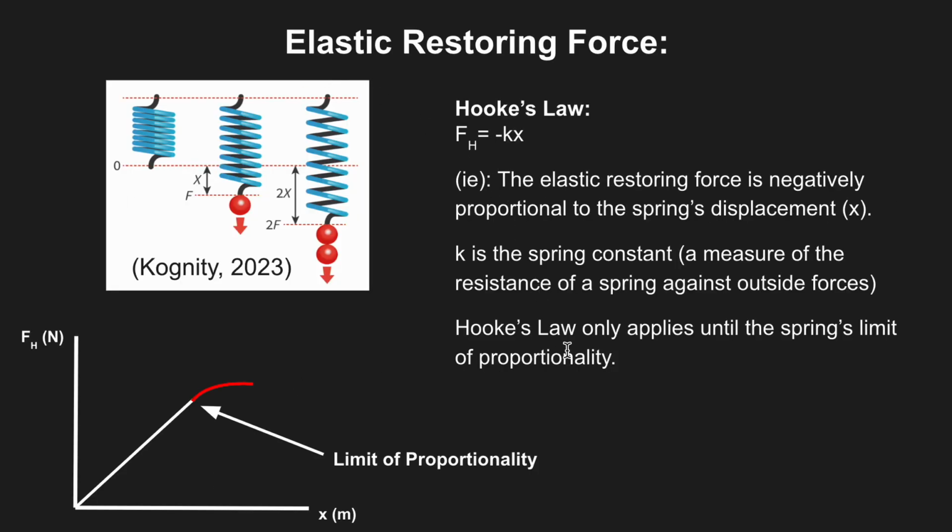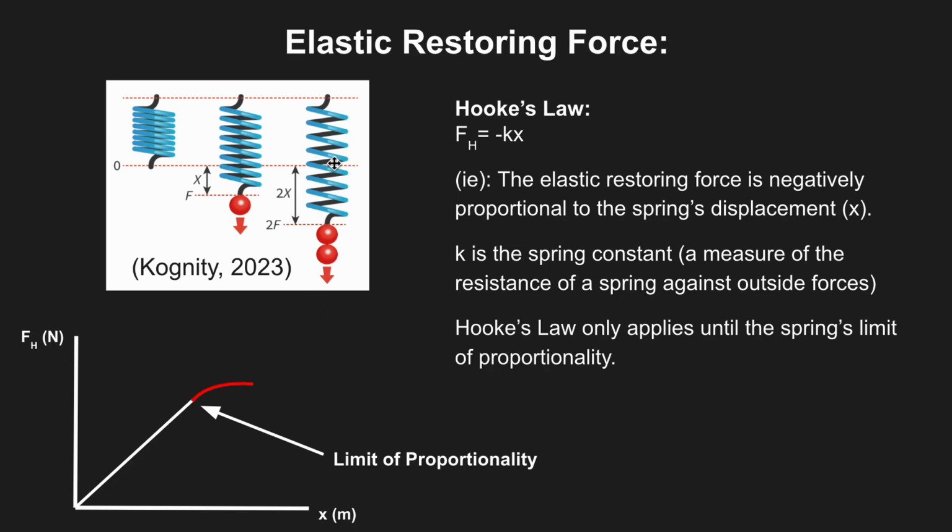There's the elastic restoring force, and you'll learn about Hooke's law, which is the equation F_H, the elastic restoring force, is equal to negative kx, where k is the spring constant, a measure of the resistance of the spring against outside forces. If you need a lot of force to pull a spring apart, then it has a very high spring constant. And x refers to the resultant displacement of the spring, as you can see in this diagram. The reason it's negative is that under Hooke's law, the elastic restoring force is resistive to the force you exert.